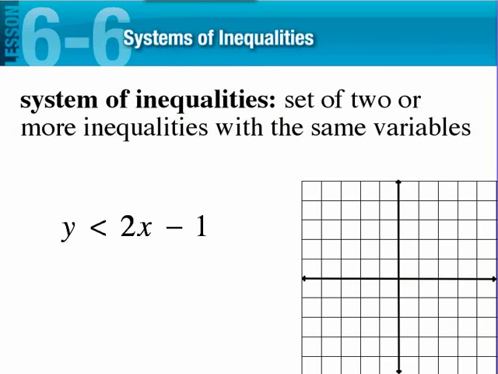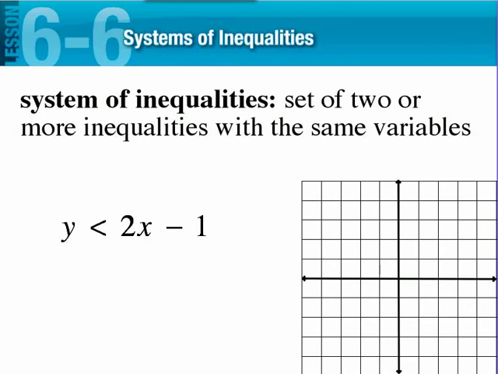Now, today we're going to be talking about systems of inequalities, and we're going to go ahead and graph those. In order to graph those, let's learn a little bit about what they are. A system of inequalities is a set of two or more inequalities with the same variables. That's what a system of inequalities is. We're going to review real quick how we graph one inequality.